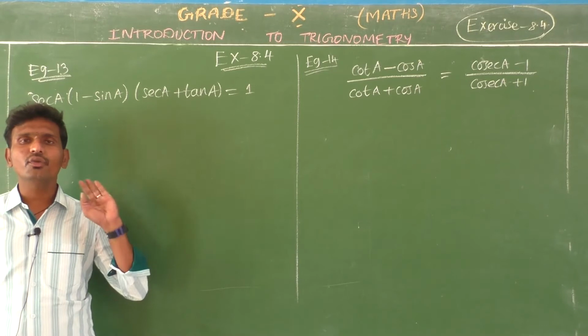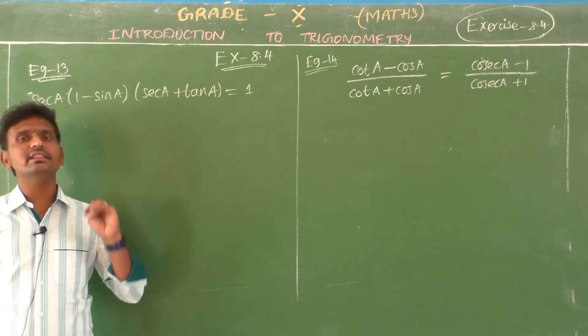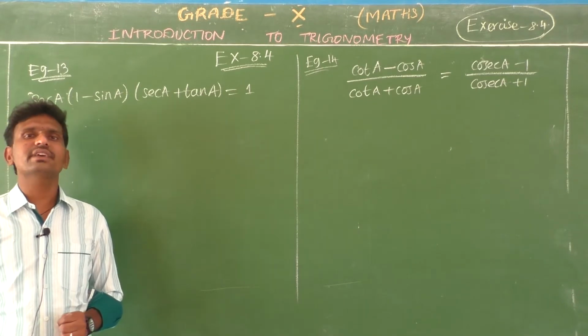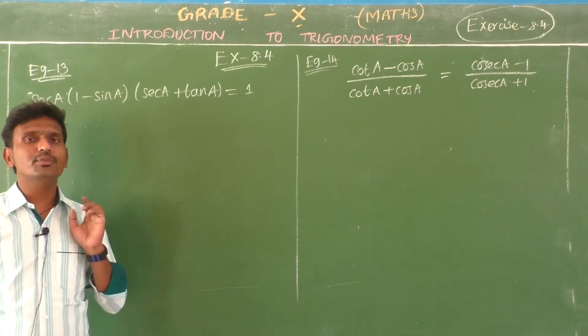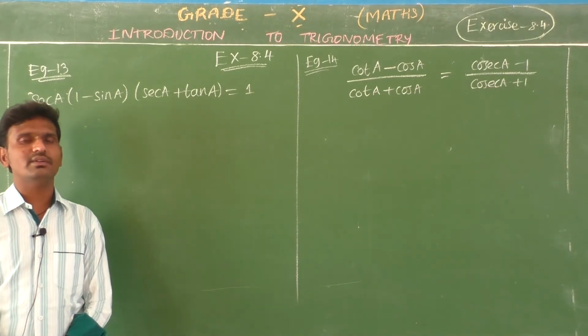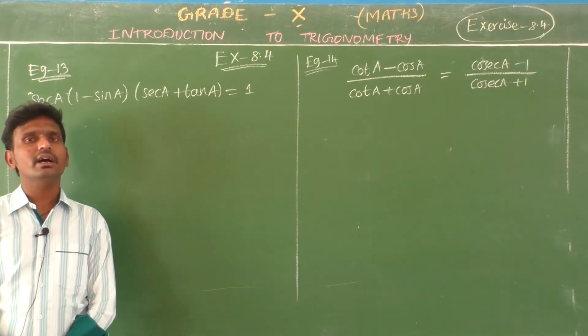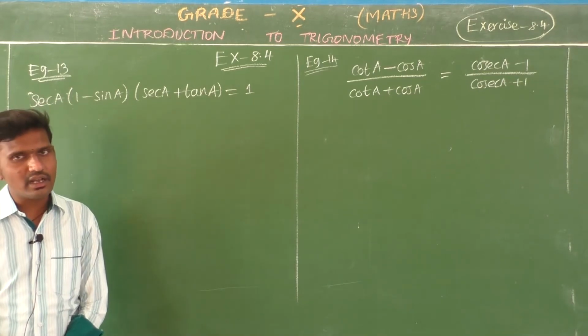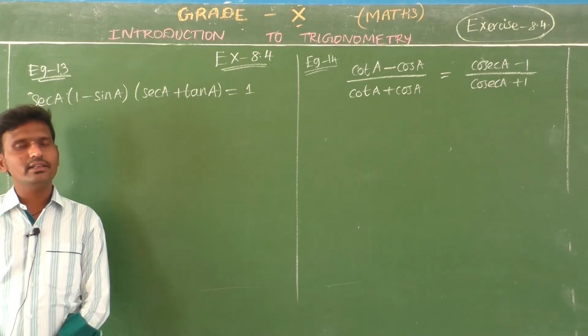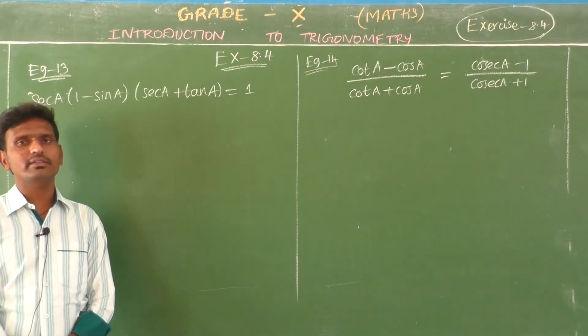Coming to the fourth one, cosecant theta is the reciprocal of sin theta. The fifth one, secant theta, is the reciprocal of cos theta. Finally, cot theta is the reciprocal of tan theta, and we can denote it by cos theta by sin theta.